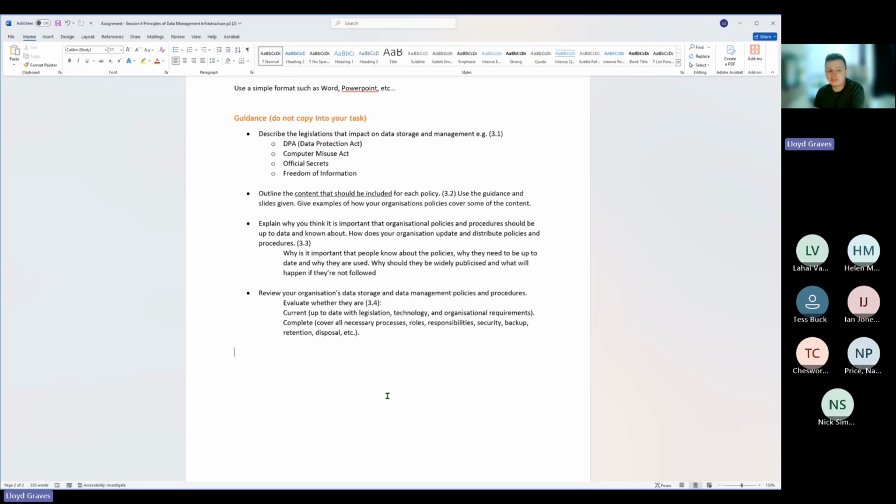And then you've got part two, which is focused on legislation and policies. So how do legislations impact how you work with data? What content do you expect to see in policies for X, Y, and Z? What's the importance of policies being kept up to date? And then, can you review your organizational policies and determine whether they're current, so up to date, and complete, so cover everything they need to cover?